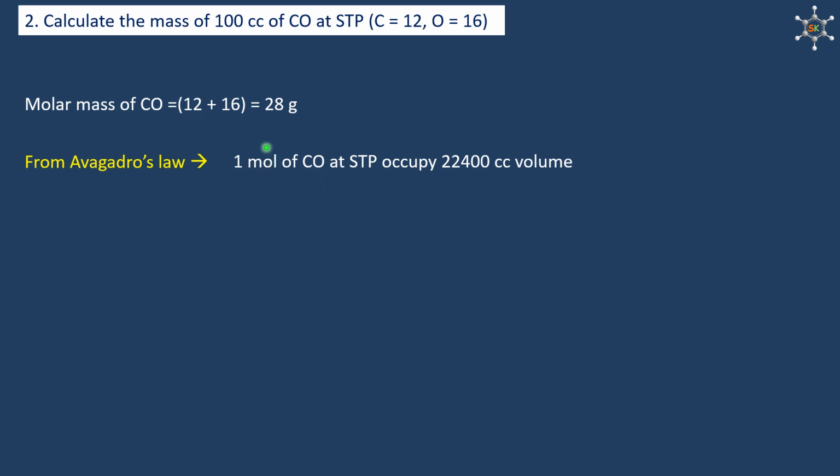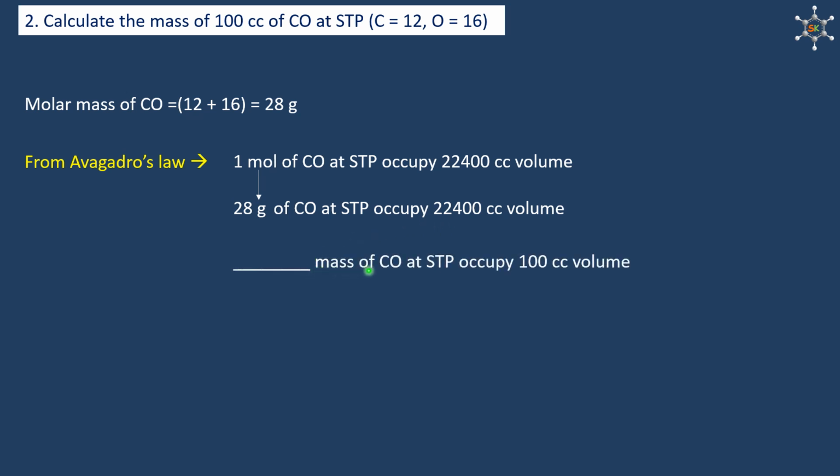1 mole of carbon monoxide weigh 28 gram because this is its molar mass. So, we can tell the same statement as 28 gram of carbon monoxide at STP occupy 22,400 cc volume. Now, what mass of carbon monoxide at STP occupy 100 cc volume? This unknown can be calculated just by applying the unitary method. That is 28 gram multiplied by 100 cc divided by 22,400 cc.